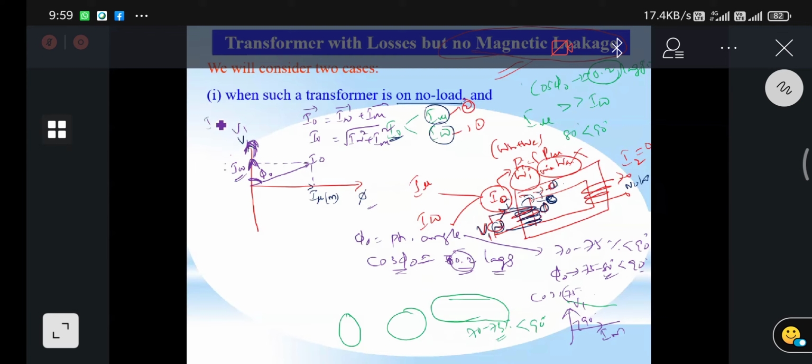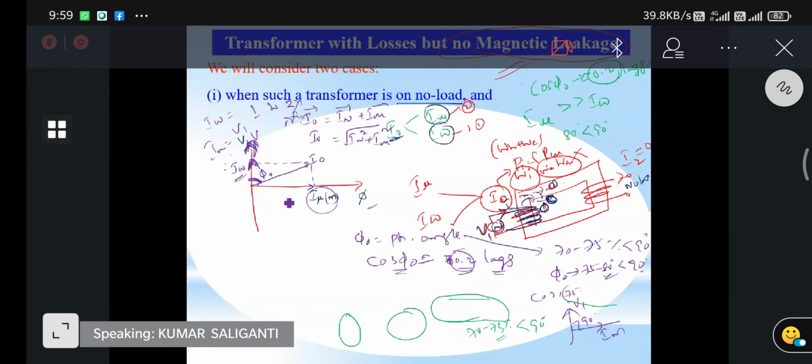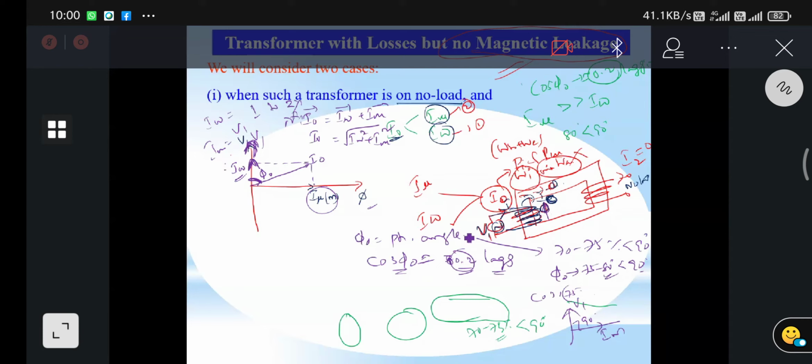That is IW, which is equal to 1 to 2% of full load current. Already we have discussed. And similarly, the magnetizing component of current: the magnetizing current is in quadrature with the applied voltage. Quadrature means like that. So this is in quadrature with the applied voltage, which is called the reactive or magnetizing component. It produces the flux in the core.